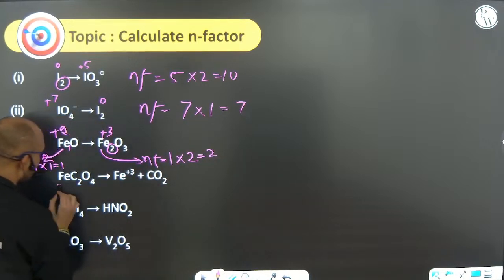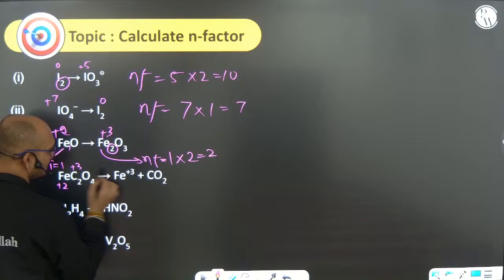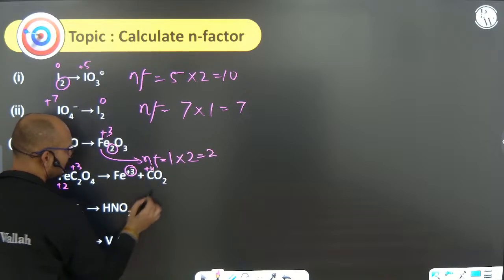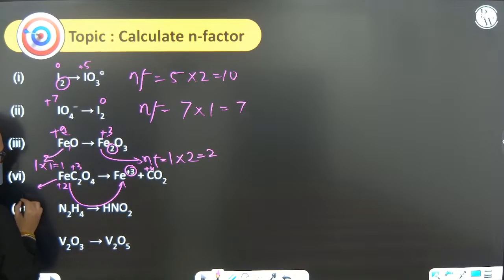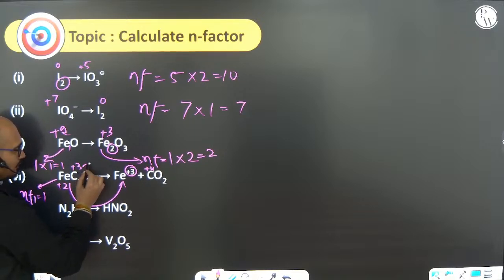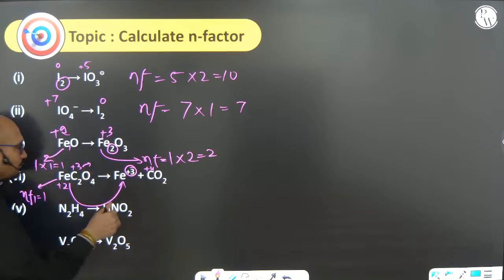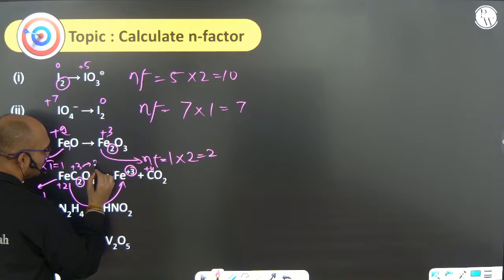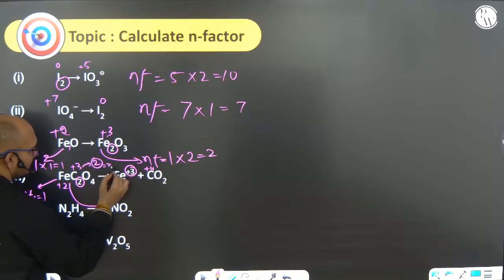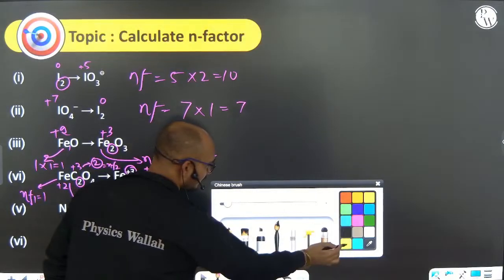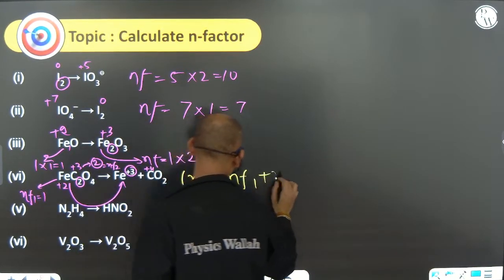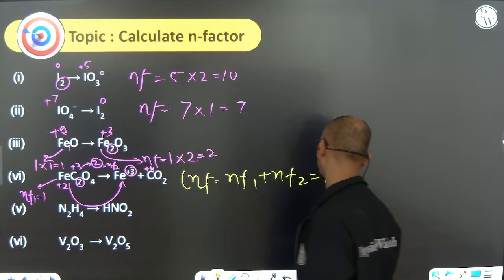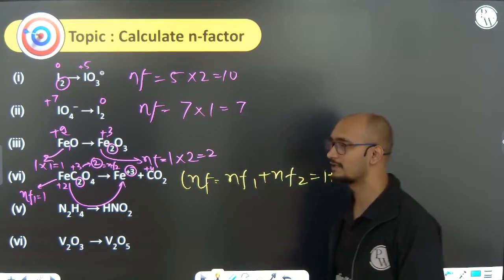Here what is that? Fe is +2, carbon is +3, converting into Fe +3, carbon here +4. So iron is converting from +2 to +3, so therefore n factor 1 is how much? 1. What about this carbon? Carbon from +3 to +4. How much is the change? 1. How many carbons are there? 2. 1 twos are 2. So what is the n factor 2? It is 2. So what we can say? The final n factor will be equal to n factor 1 plus n factor 2. It will be equal to 1 plus 2, that is 3. I hope you understand how it is coming, right?